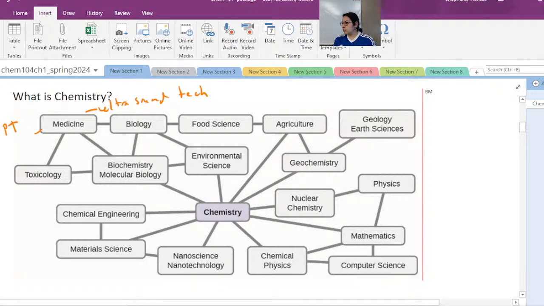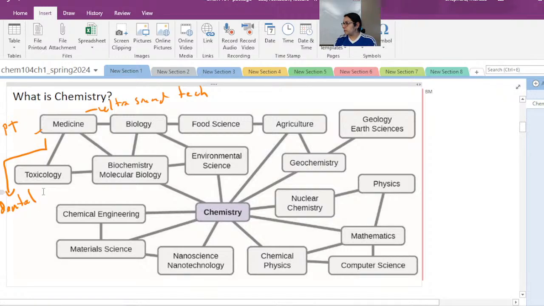What other majors do we have? Dental hygiene. So dental hygiene, put that under medicine. So that's also, again, really good, just thinking about what our teeth are made out of, the reactions even that happen. What else do we have? Other careers, interests.